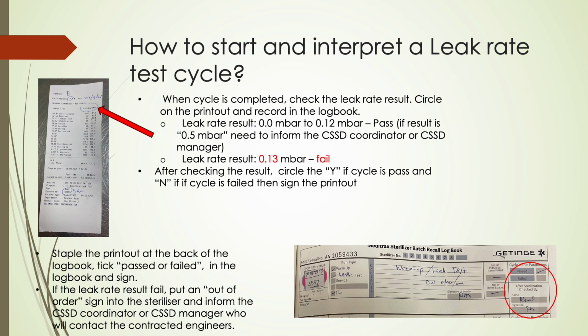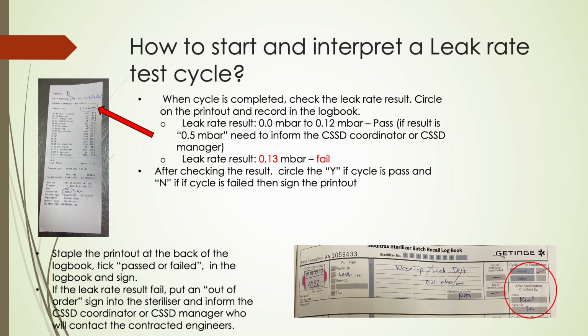When the cycle is completed, check the leak rate result printout. If the result is less than 0.5 mbar, the result is passed. If it reaches 0.5 mbar to 0.12 mbar, the staff need to inform the coordinator or the manager about the result, and the manager will contact the contracted engineer to check the sterilizer.